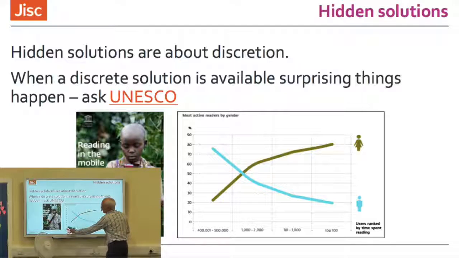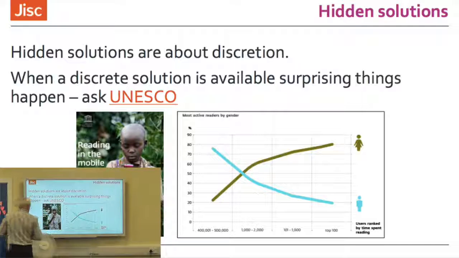So this goes from loads and loads of people to very, very few people. So we're looking at active readers. These are the bottom percentages, the people that are only reading now and again. And then these are the people who are reading loads, 80% of the time. And what they found was this very distinctive gender split. In terms of people that are only reading occasionally, it was a very small number for women who were reading occasionally, a very large number for men.